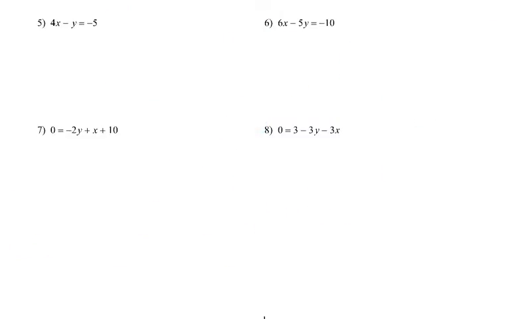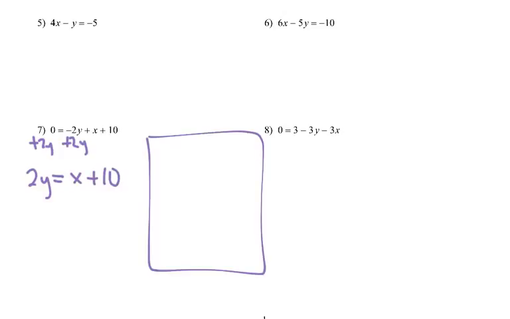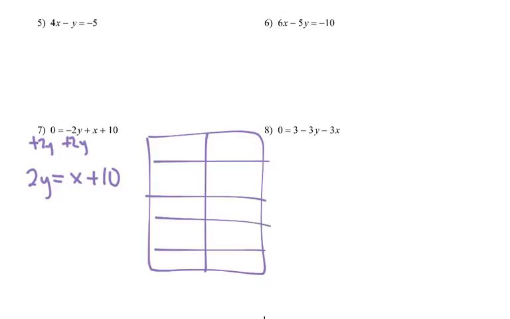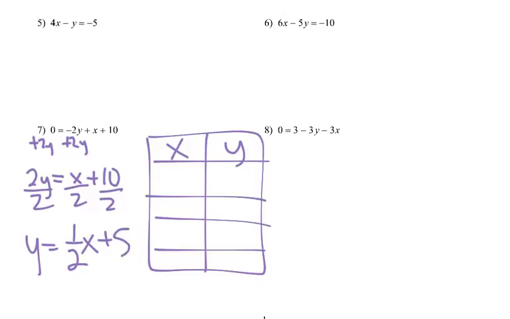Okay? Now, 7 and 8, same idea. I'm going to show you 2 different ways you can deal with them. The first way on number 7 would be, couldn't we add 2y to both sides? So we'd end up with 2y equals x plus 10. And then we could build our table? Yeah, we could do it that way. You could even divide everything by 2 and have y equals 1/2 x plus 5 and do it that way.